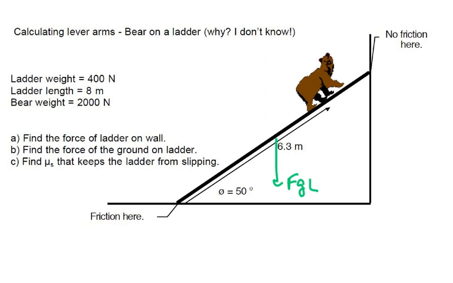What's another force acting on the ladder? The bear. And the gravitational force is going to act on his center of mass, and it's going to go straight down. Oh, sorry. We're not doing the force diagram for the bear, we're doing it for the ladder. So on the ladder, it's going to be right there. Another force acting on the ladder.